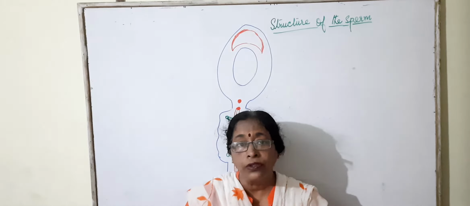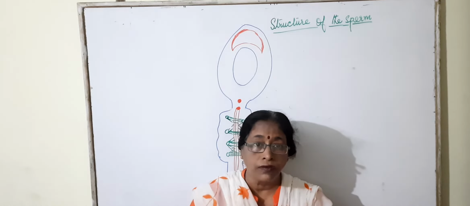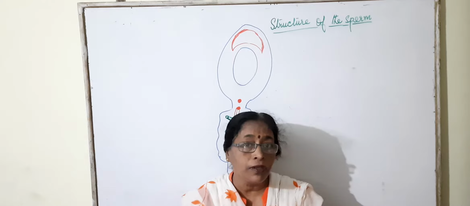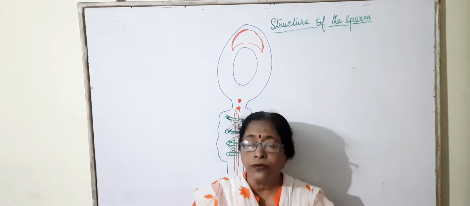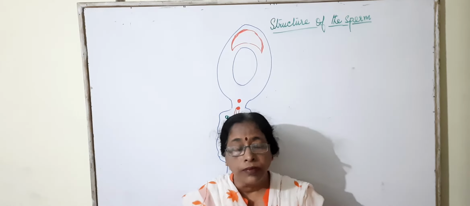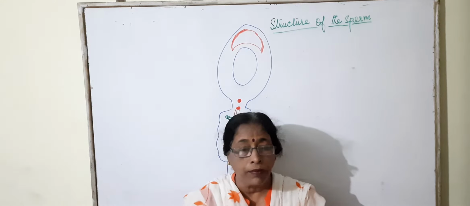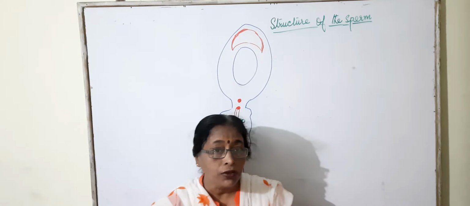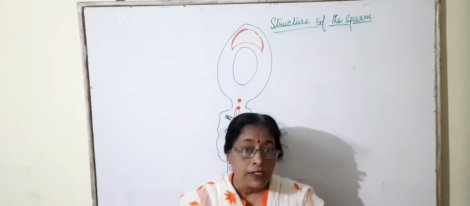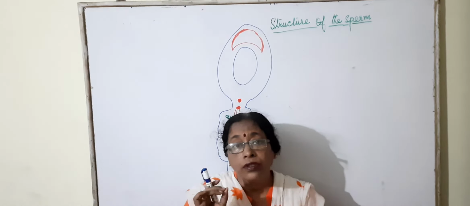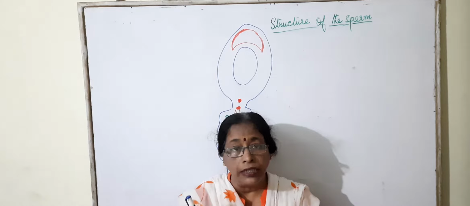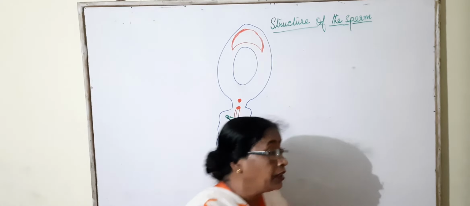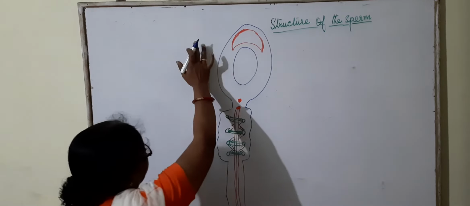Today we are going to learn about the structure of the sperm. The sperm is the male gamete which is produced in the testes by a process known as spermatogenesis, which we have discussed earlier. Now coming to the structure of the sperm. Sperm cell is 60 mm in length and it is made up of three structures.